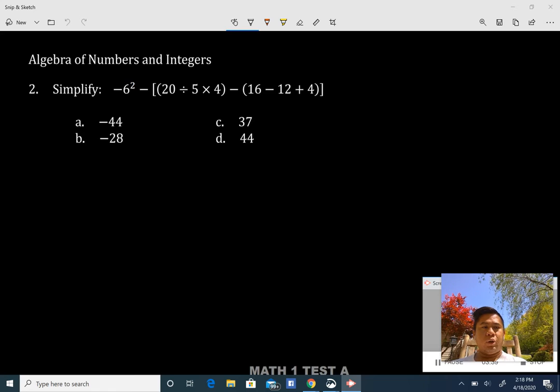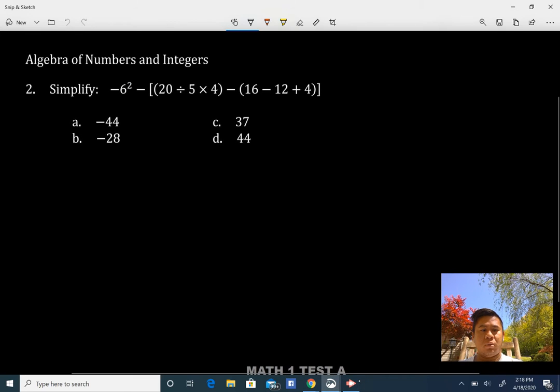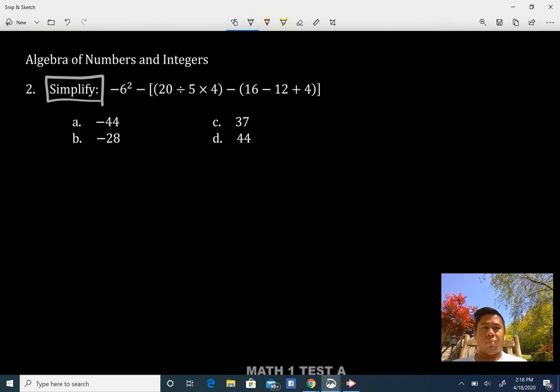In number 2, we are trying to simplify negative 6 squared minus parenthesis quantity 20 divided by 5 times 4 minus parenthesis quantity 16 minus 12 plus 4. So in order to solve for this one, we're going to deal with the order of operations.